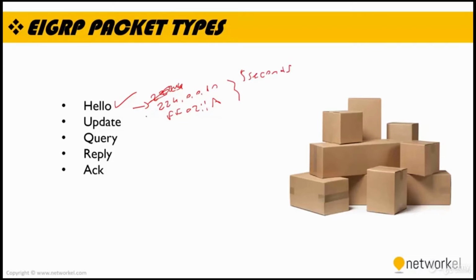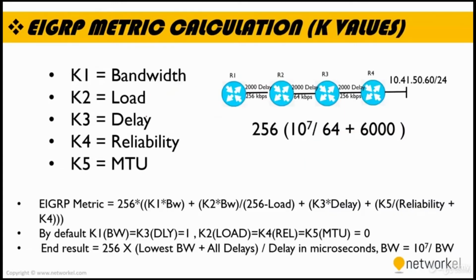And we have an update packet. Update packets are sent only if there's a change in our network topology. And we have query packets. A query is the packet that asks whether a network exists on our neighbor or not. For example, let's say I lost some network and I need to ask my neighbor, hey, do you have this network or not? That's the query packet. The answer my neighbor gives me is the reply packet. And we have the acknowledgement packet, which acknowledges the query, update, and reply packets.